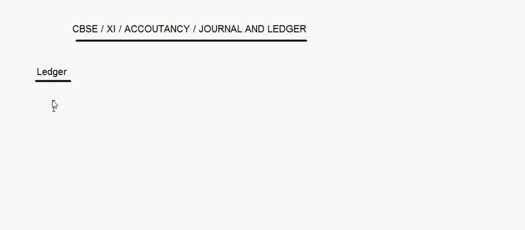Journal entry is the first thing that you do for any transaction. After that, you make the ledger accounts for all the accounts that are appearing in the journal. For each and every account, you will make an account here. Basically, the ledger is called the principal book, and it is prepared from the journal.